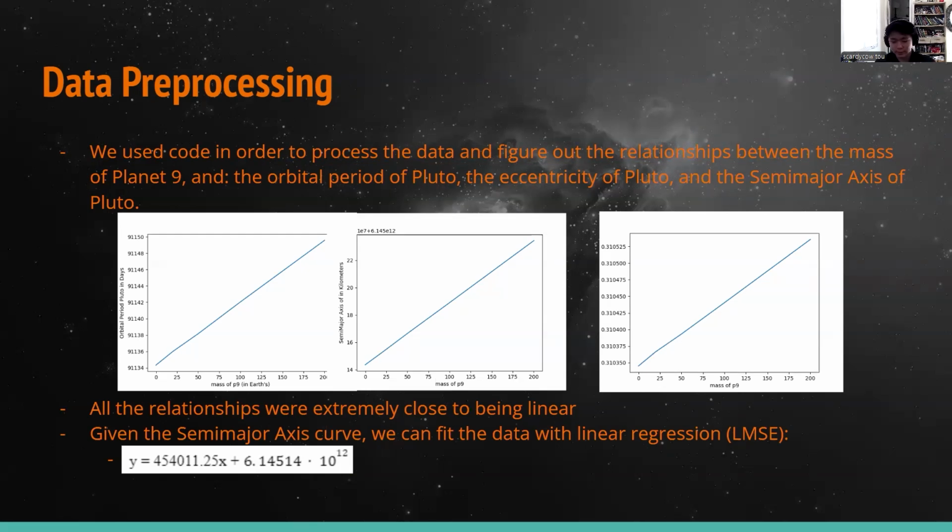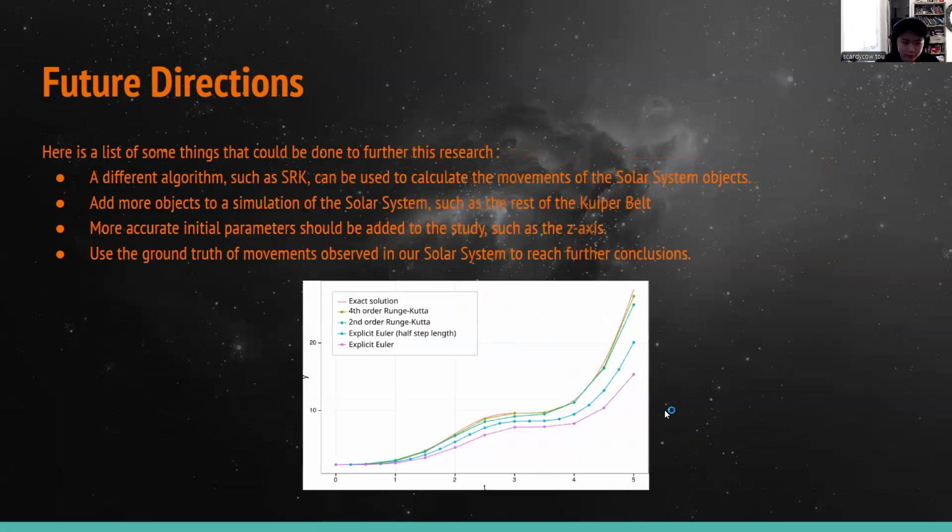But we also thought that a bit more could have been done if we wanted to take it farther, and how researchers might want to do it if we actually do discover a Planet 9. The first thing we thought of was we could use a different algorithm such as SRK, and a high order SRK would probably be a lot better than velocity Verlet as an approximation method to calculate the movement of the solar system objects. It would also probably be pretty significant to add a lot more of the smaller objects in the solar system, such as the rest of the Kuiper Belt.